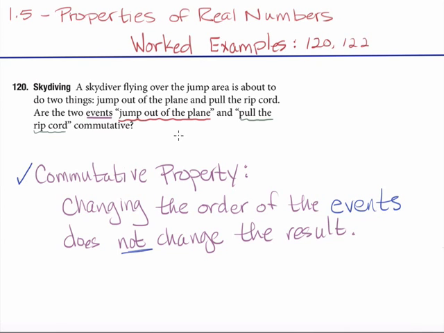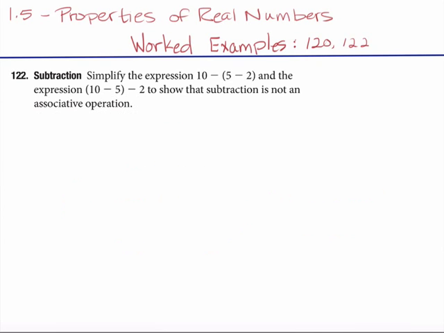Changing the order of the events, jump out of the plane and pull the ripcord, means that they're done in a different order. If we jump out of the plane first and then pull the ripcord, things should work as they're meant to. But if we pull the ripcord first and then jump out of the plane, things could get messy. Jumping out of the plane and pulling the ripcord are not commutative events.